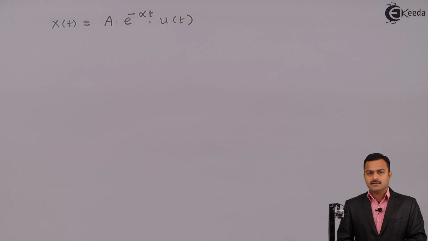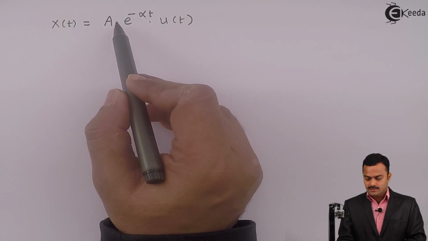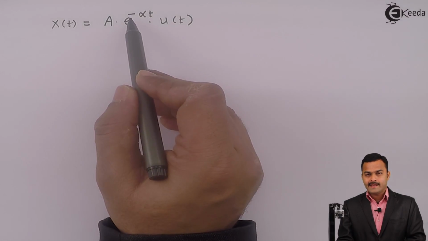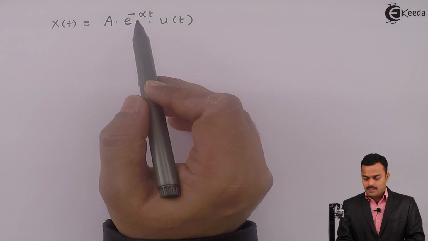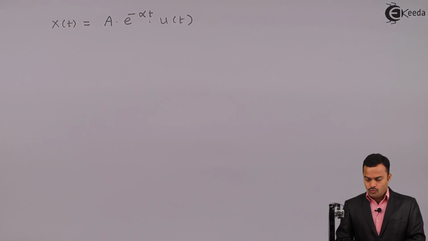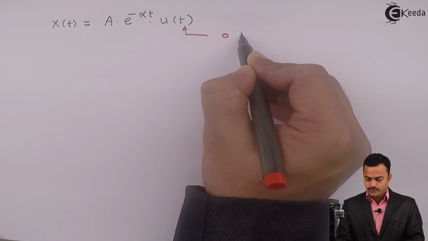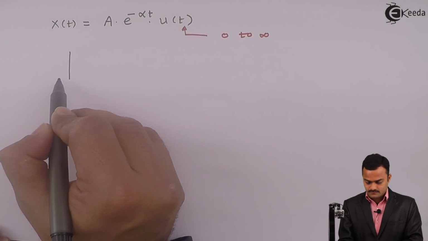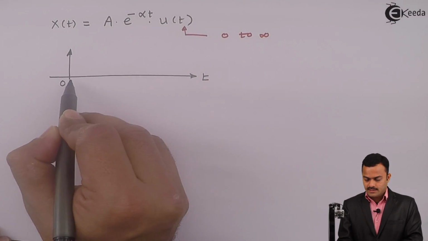Before solving this, let's plot the signal. Basically there are three subparts in this signal. One is a constant which is getting multiplied with an exponential. You may be saying that this is a decaying exponential, but hold on, we will decide that later on. And u of t is there. So u of t is telling that the signal exists from 0 to infinity. So let's plot. The signal exists from 0 to infinity.